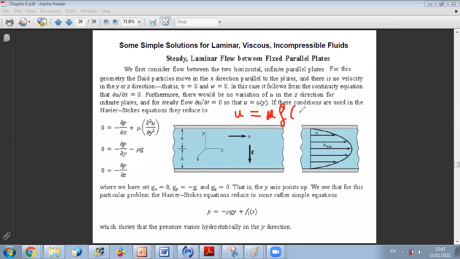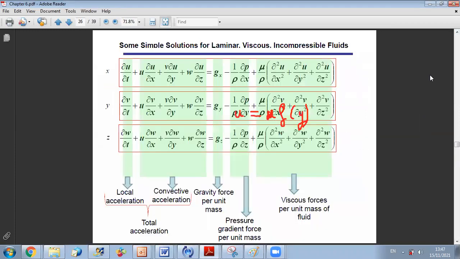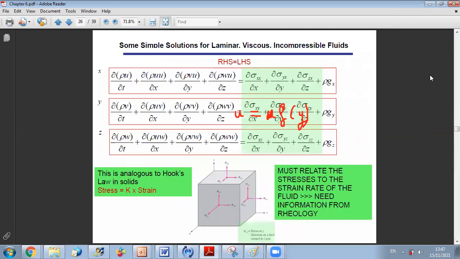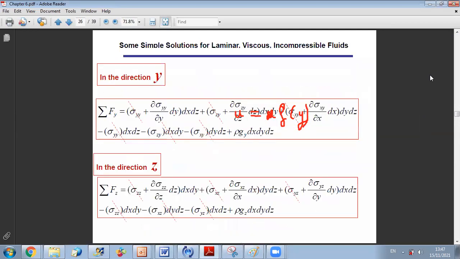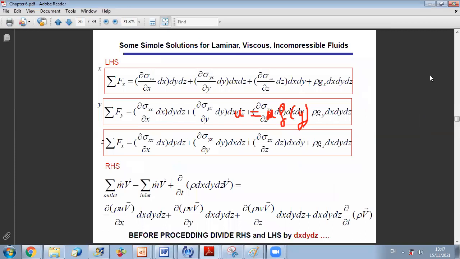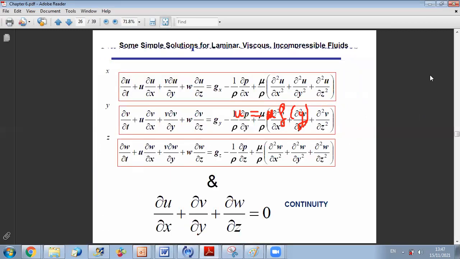So now we can proceed, okay? The next step will be to write the Navier-Stokes equation and apply them on this particular case. So if we go back to our equations in Cartesian coordinates that we developed, these are the Navier-Stokes equations.